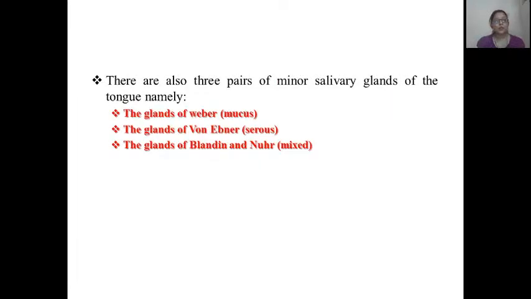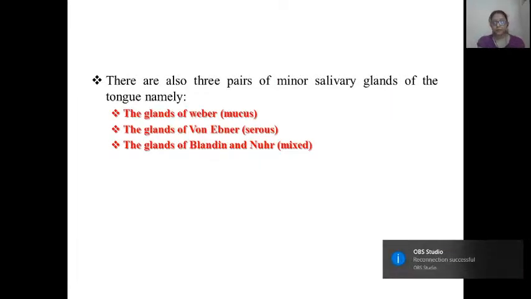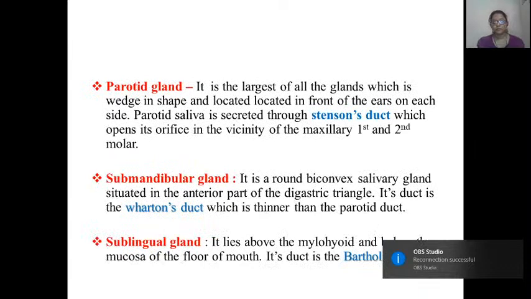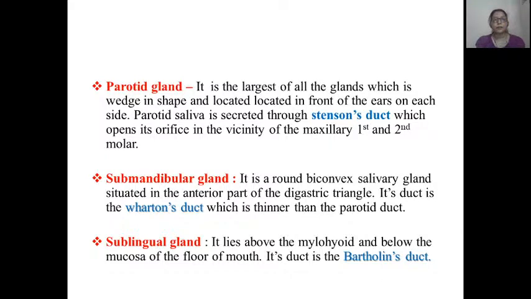The major salivary glands are present all over the mouth. Among the various major glands, the parotid gland is the largest of all the glands, which is wedge in shape and is located in front of the ears on each side. Parotid saliva is secreted from a duct known as the Stenson duct, which opens its orifice in the vicinity of the maxillary first and second molar.